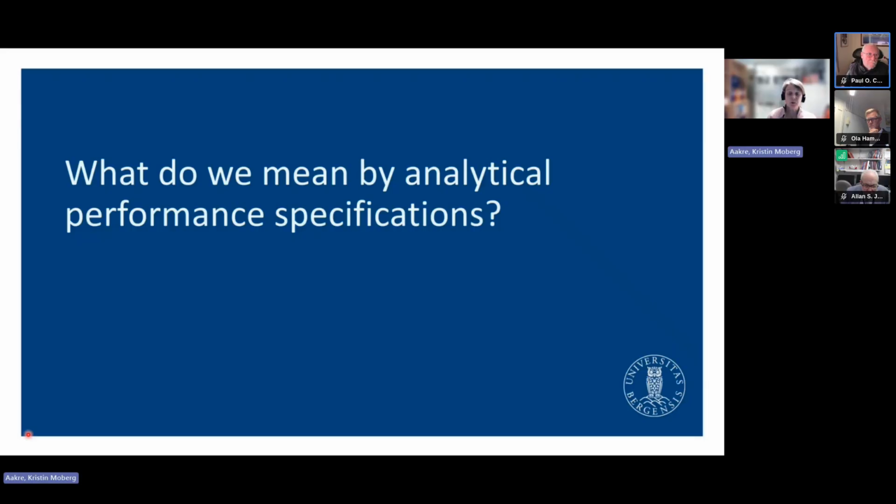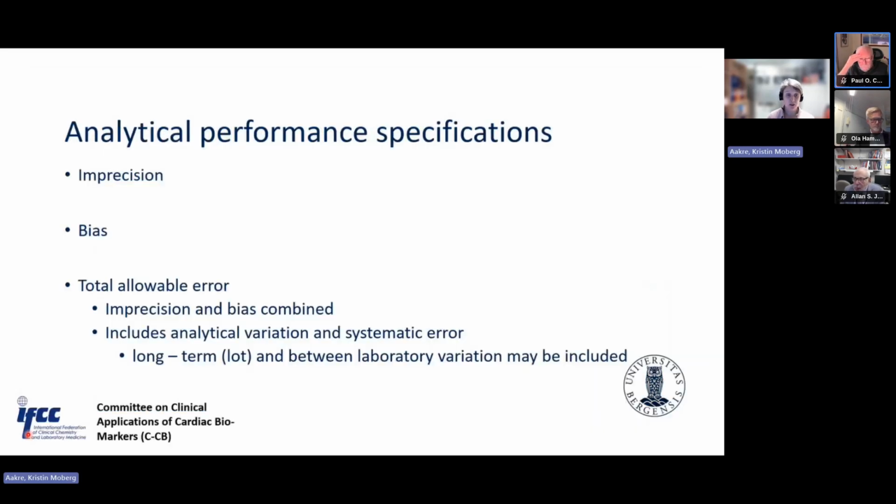So what do we mean by analytical performance specification? Here I must apologize to those of you who are experienced in the field, but we want these talks to be educational to everybody, and therefore we start with the very basics. Analytical performance specifications are imprecision and bias, and those two combined make up the total error of an assay, and that includes the long-term variation, for instance lot variation and also the between-laboratory variation.